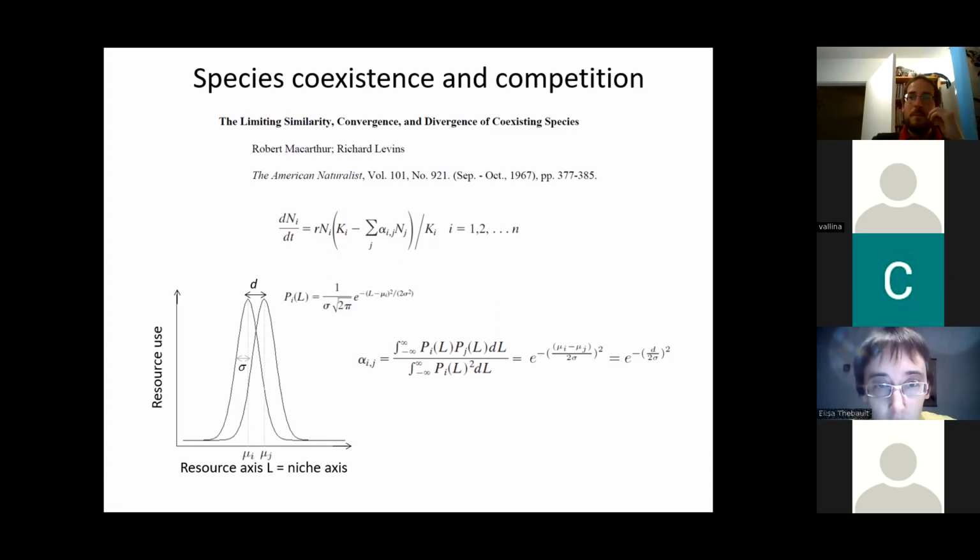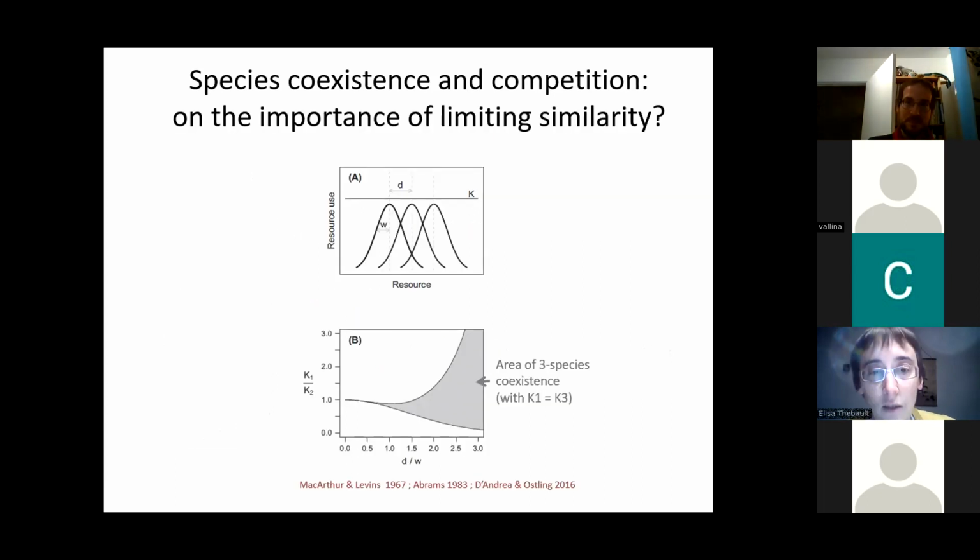This model has been studied for quite a while, and one of the classical results is that for stable coexistence, species need to be dissimilar enough to coexist. This dissimilarity is measured as a distance along the resource axis over the niche width. Here is just one example of studies on this question. In fact, this study at the start was focusing more on equilibria.